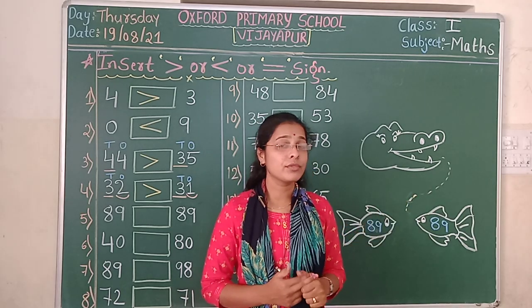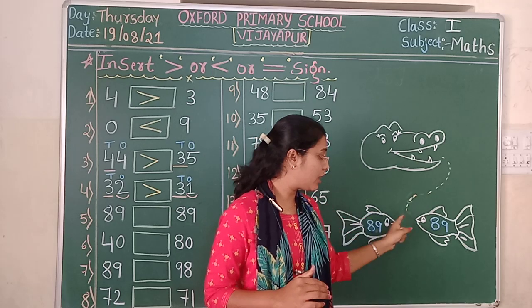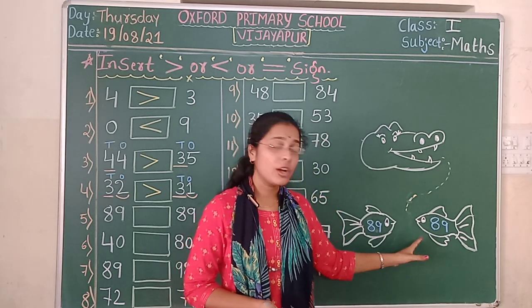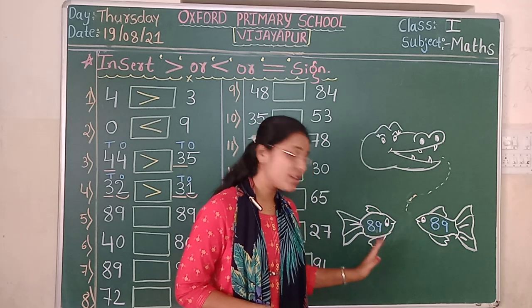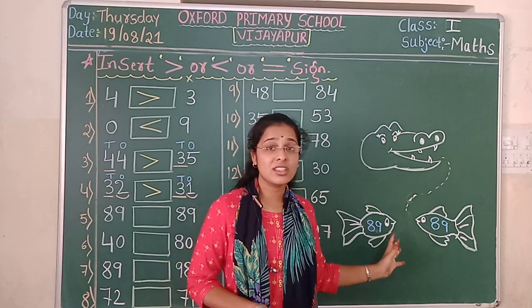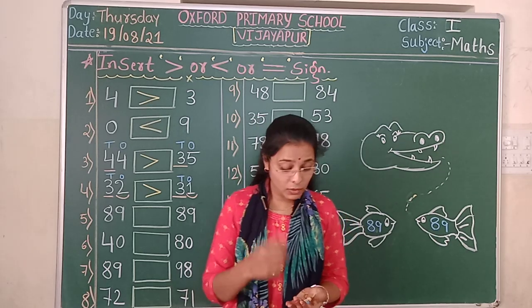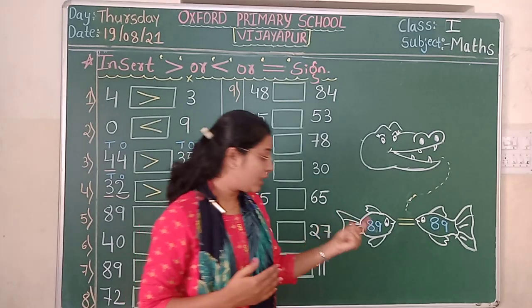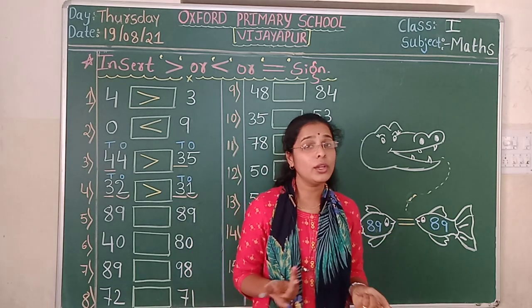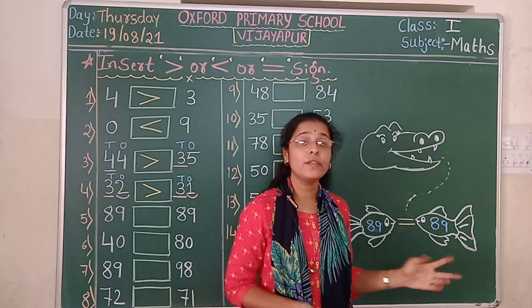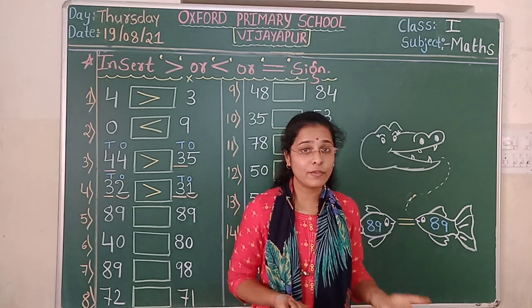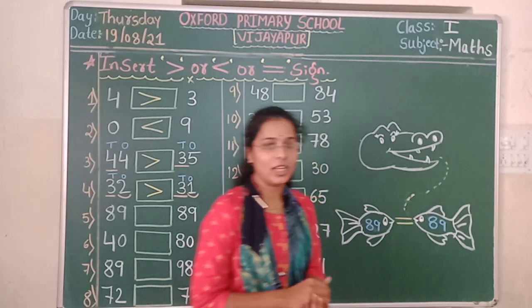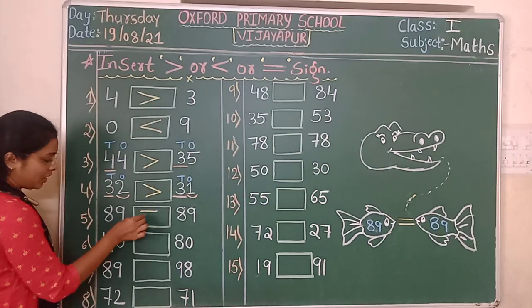Now what will the crocodile do? Mr. Crocodile will come and observe the two fishes here. Now what happened? The fishes are of the same size. Neither fish is bigger. Means both the fishes are of equal size. Now the crocodile, what will he do? He will show equal interest. Means whether we eat this one or this one, there will be no difference. Why? Because both the fishes are of the same size. It will not make any difference. Now the crocodile will show equal interest. Either we eat this or this. Okay? This is about the equal to sign.